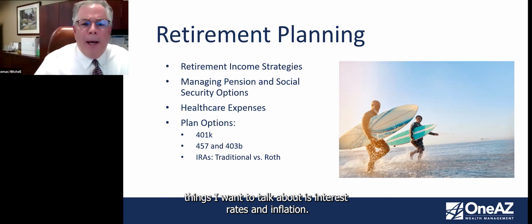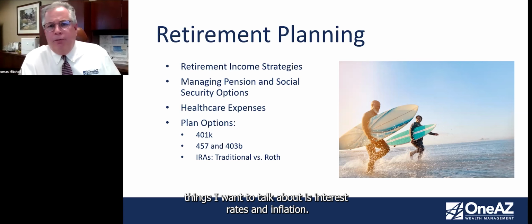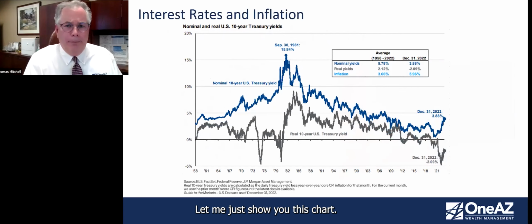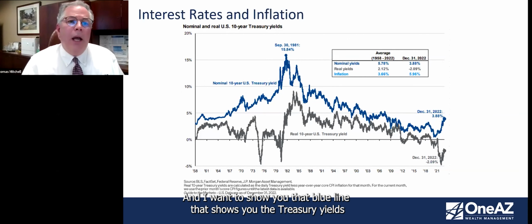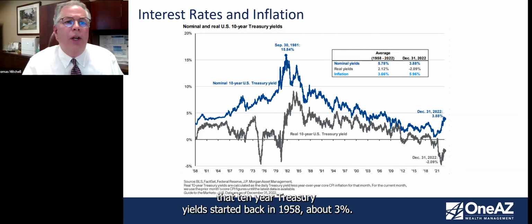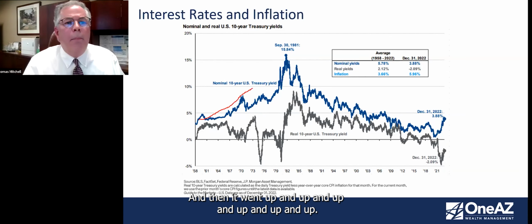One of the things I want to talk about is interest rates and inflation. Let me just show you this chart. This chart goes back, let's say, to 1958. And I want to show you that blue line. That shows you the 10-year treasury yields started back in 1958 at about 3%. And then it went up and up and up.